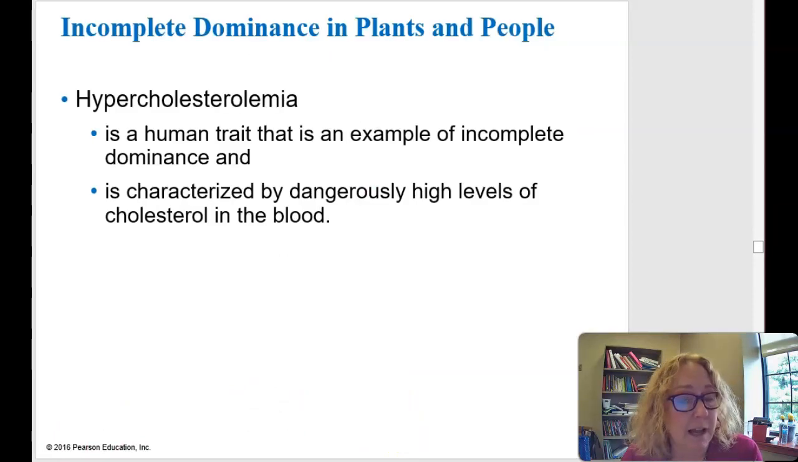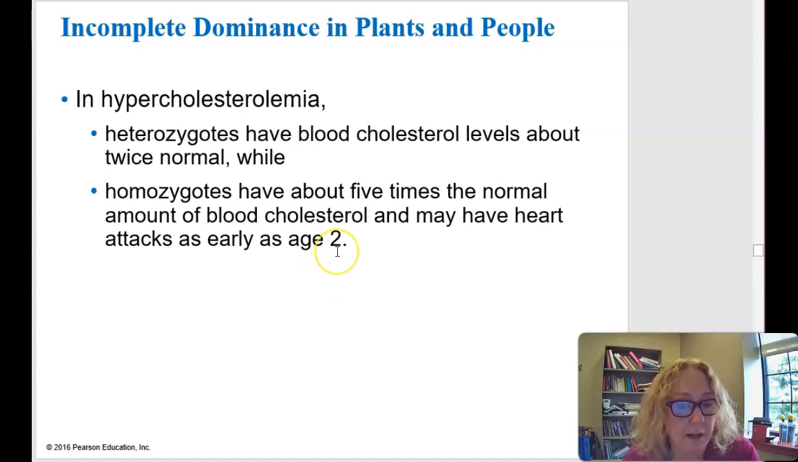Another example of this is hypercholesterolemia. I cannot say it. I just can't. Basically, it's a trait that is an example of incomplete dominance, and it's characterized by high levels of cholesterol in your blood. Essentially, if you're heterozygous, you have blood cholesterol about twice the normal. Homozygous has about 5 times the normal level of blood cholesterol and may have heart attacks as early as age 2 due to high cholesterol.